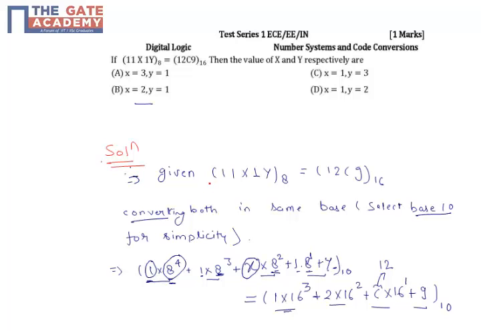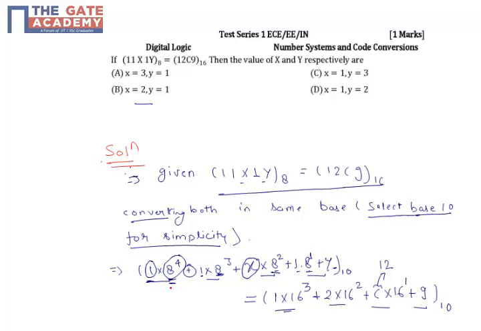For the given question, we will find out the value of x and y so that this condition is satisfied. Now to proceed, we will convert both the numbers into the same base. Here we are selecting base 10 for our simplicity. Now as we know, the process of converting a number from any base into base 10: we multiply the position value with its position weight and add them.